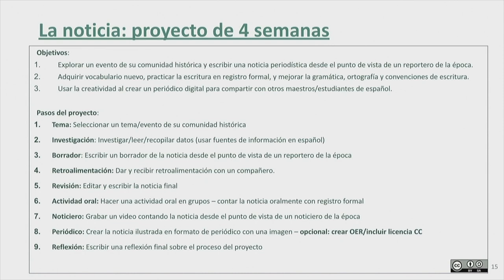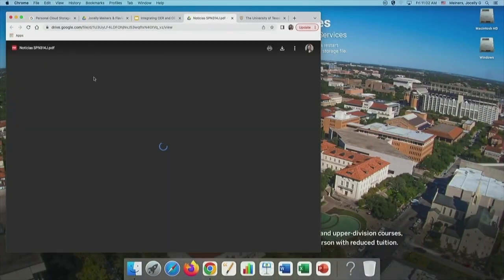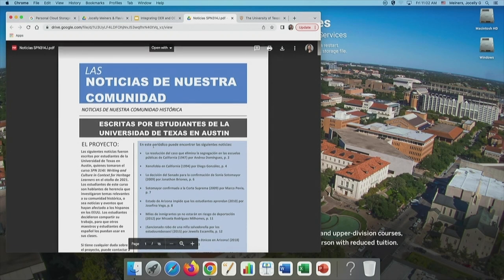Al final siempre hay un paso de reflexión, pero la idea es que los que quieran compartir esa noticia, de todos los estudiantes que compartan, lo compilamos en un pequeño periódico, ¿verdad? Es como un periódico de nuestra comunidad que se puede usar para otros propósitos. Bueno, la idea es que sea un renewable assignment, and we can use it for other purposes. Entonces, les voy a mostrar el producto final de nuestro pequeño periódico que creamos, las noticias de nuestra comunidad.